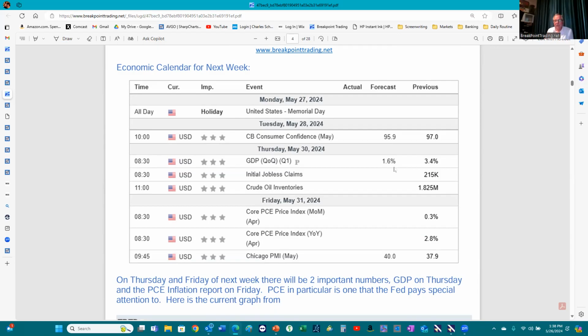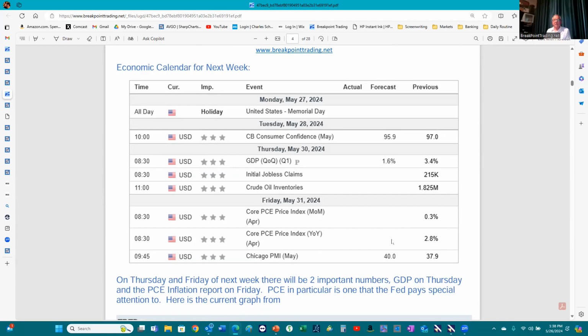Remember, the official definition of a recession is two consecutive quarters of negative GDP. We're not there yet on a number of different areas. And then PCE, I don't have a forecast yet, but it's 0.3 and 2.8 again. So basically flat. They're expecting flat.